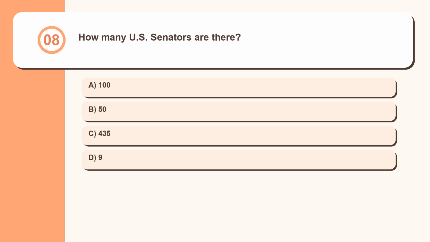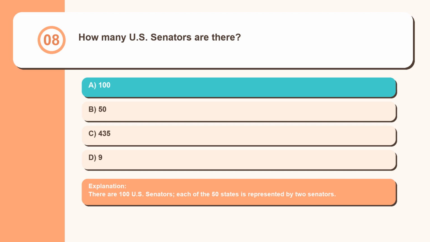Question 8. How many U.S. senators are there? 150, 435, 9. There are 100 U.S. senators. Each of the 50 states is represented by 2 senators.